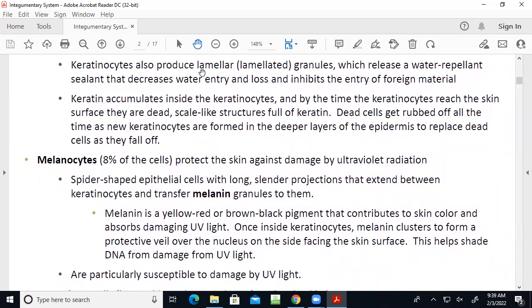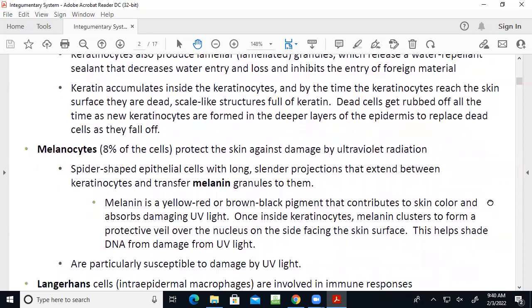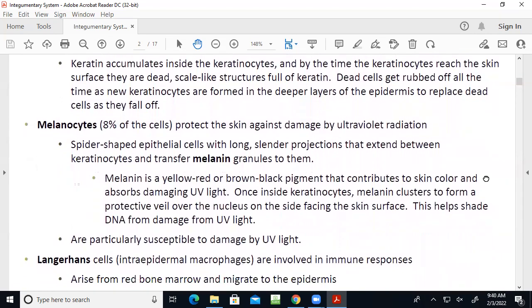Keratinocytes also produce what we call lamellar or lamellated granules. These are going to release a water repellent sealant. It's kind of a fatty carbohydrate thing that decreases water entry and loss and inhibits the entry of foreign material. So that also helps with waterproofing along with that keratin.